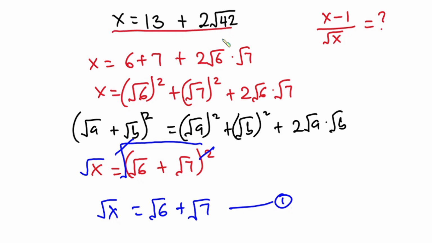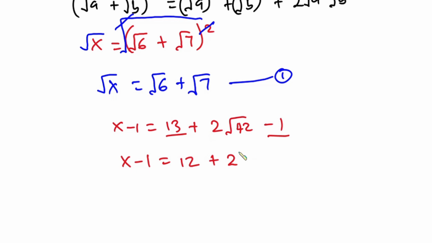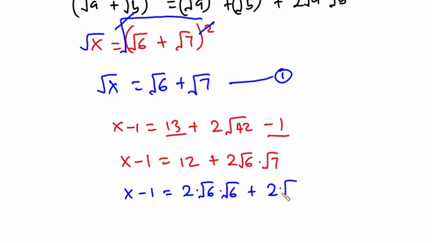Then let's go back to the original equation again. We have x is equal to 13 plus 2 times square root of 42. Great. Now let's go ahead and subtract 1 from both sides of the equation, okay? And now we have x minus 1 is equal to 13 minus 1 is 12, and we know this whole thing to be plus 2 square root of 6 times square root of 7. Great. Now we have x minus 1 is equal to, this 12 could be written as 2 times square root of 6 times square root of 6, then plus 2 times square root of 6 times square root of 7.